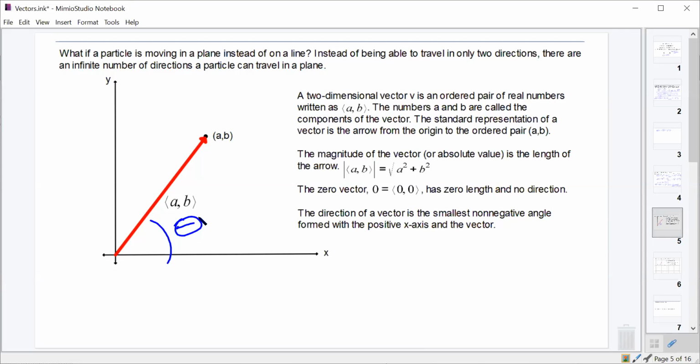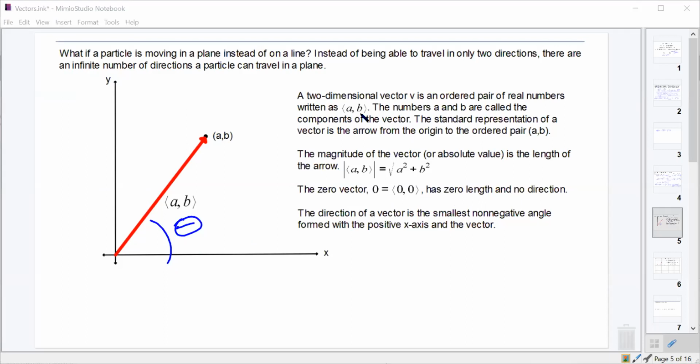We also have what's called the zero vector. The zero vector is just the vector 0, 0. It has a length of 0 and it has no direction to it. So if we talk about a zero vector, we don't need to attach any directional angle to it. And then the direction of a vector is the smallest non-negative angle formed with the positive x-axis and the vector. That's this angle right here, so we've got our theta already written there.